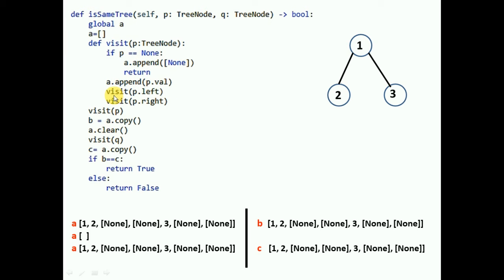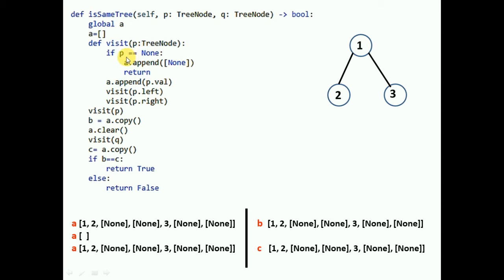Then the next line of code executes: visit p dot left. Now our p is 2, so 2 dot left, there is nothing. So we pass 2 dot left, which is none. So none is passed here.